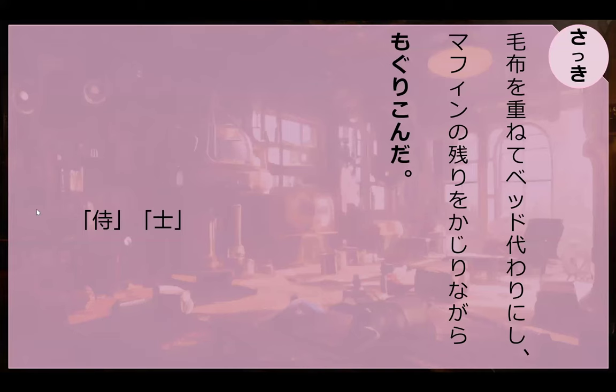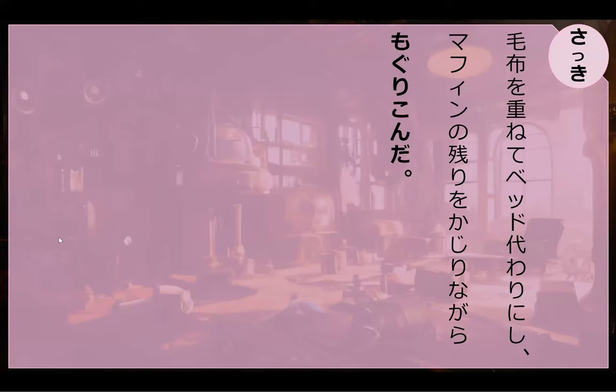Do you know what moguri komu means? Moguri konda. Moguri. We came across this before. We did, on a sake page for a reason. Moguri konda. He stuffed it in his mouth or something? I don't know. That's a good guess.